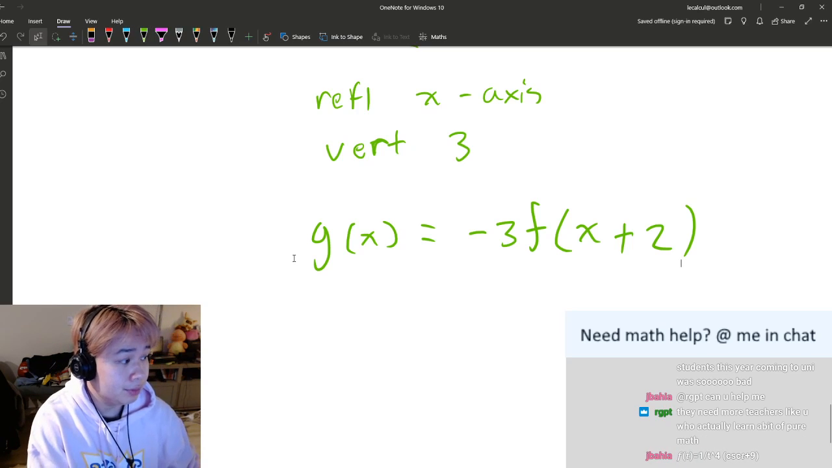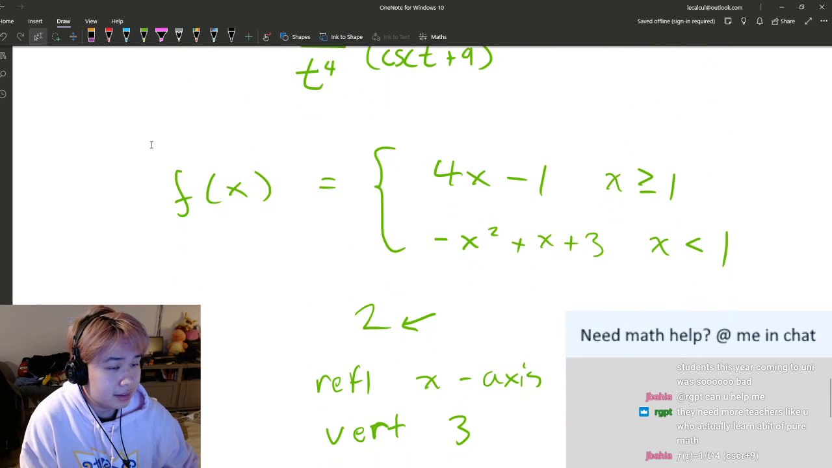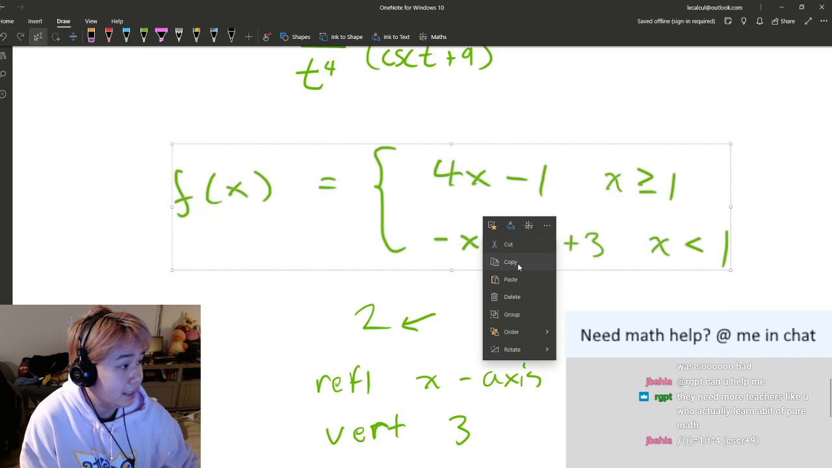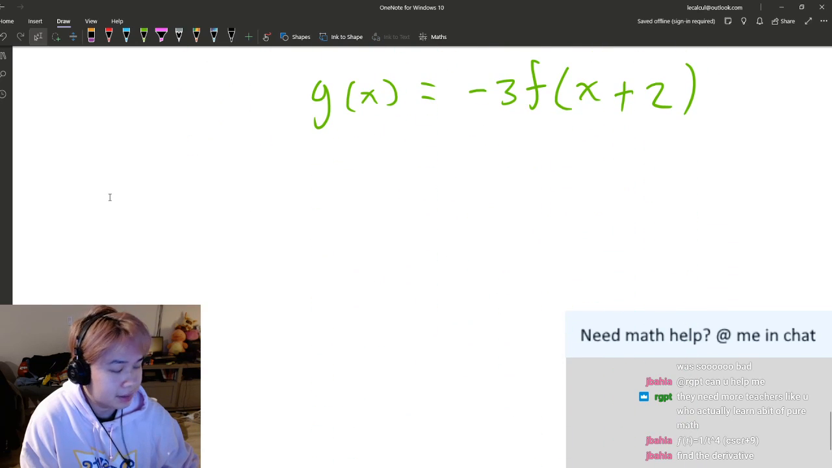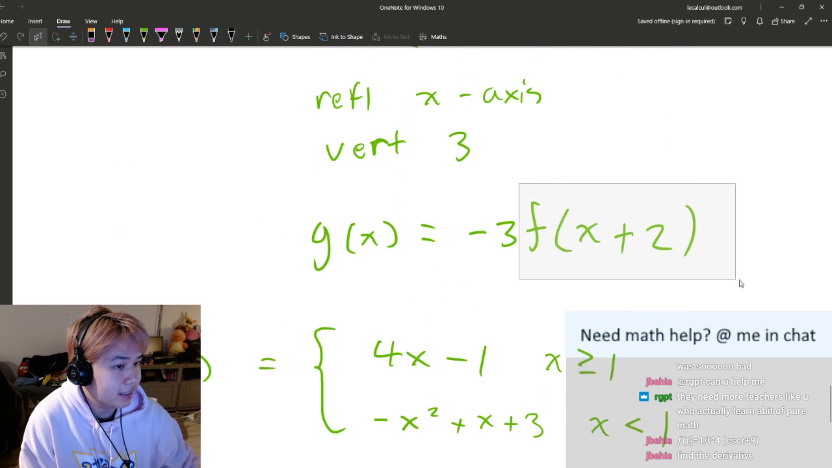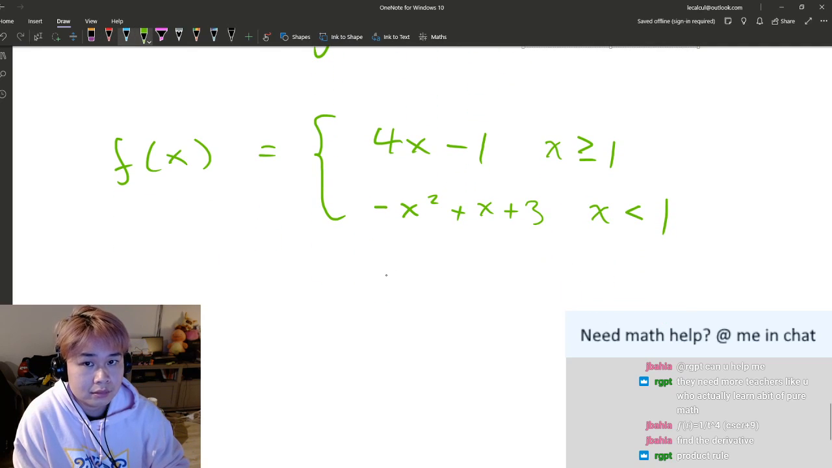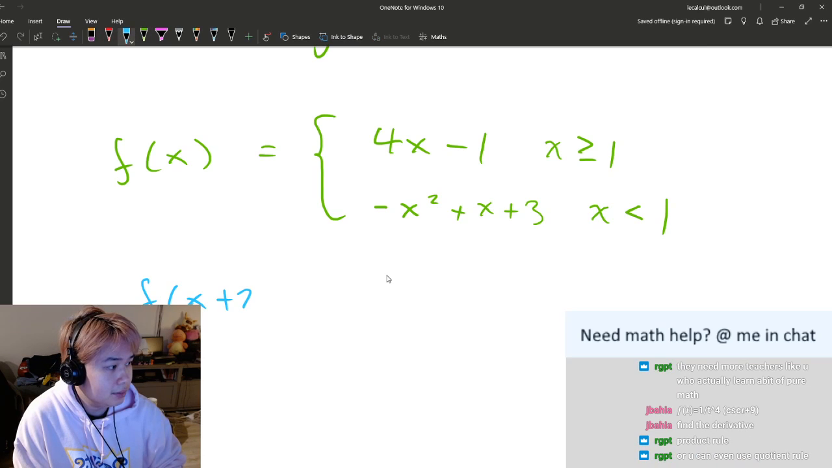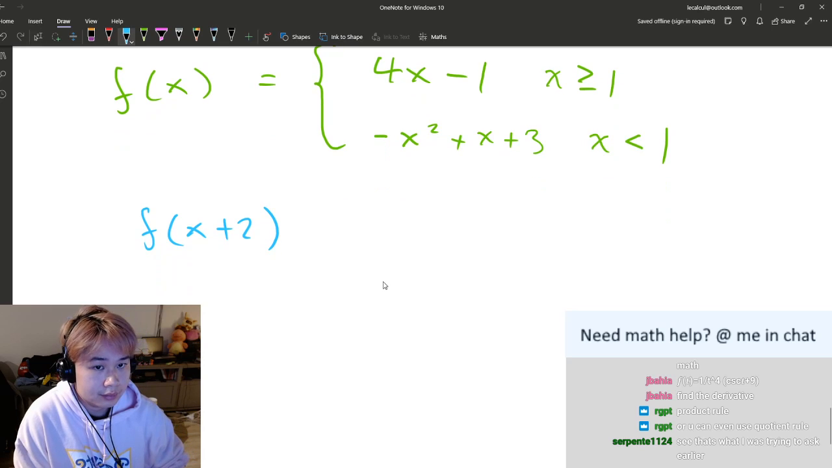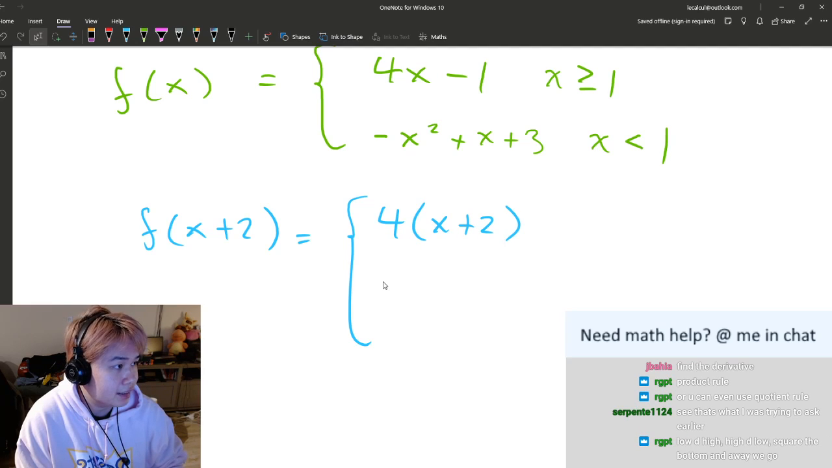Okay, but we don't want that. We want the actual function. So this is our actual function here, right? So let's just do this in parts. First off, I need this part, f of x plus 2. Again, you should know what this means. That means that I'm plugging in x plus 2 into the original x's in my function.